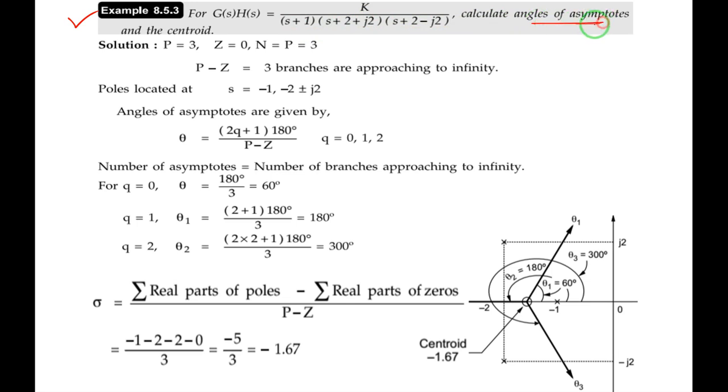Calculate the angles of asymptotes and centroid, and draw the sketch indicating the same.